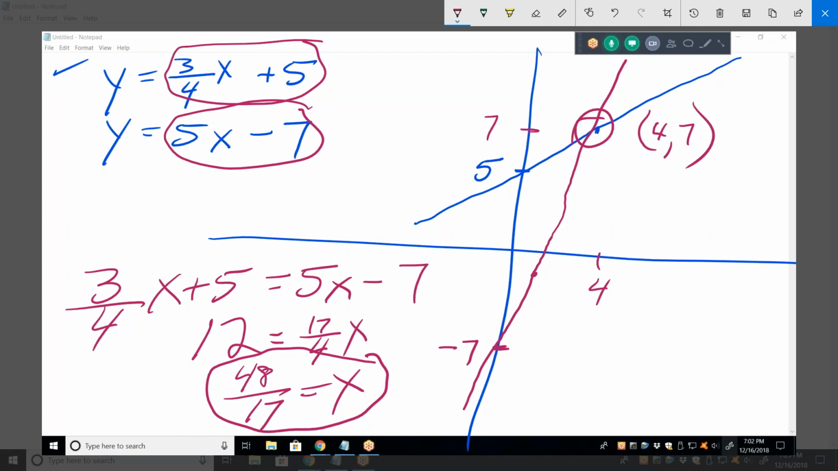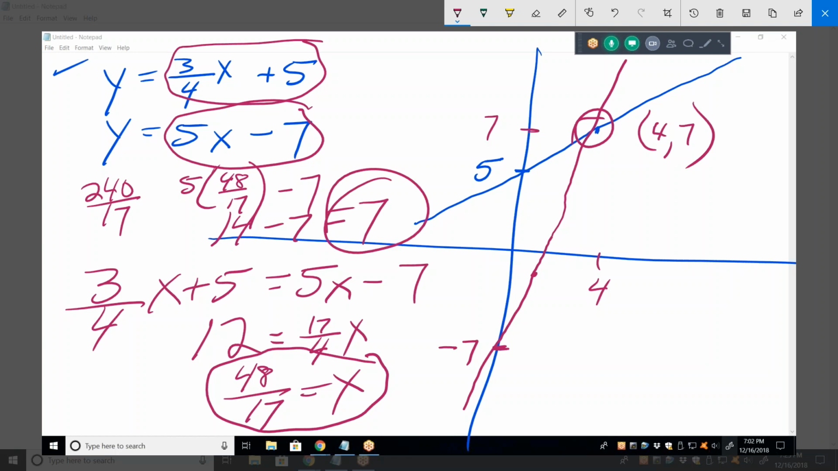And, okay, how close was I to the y? Let's see, y is equal to 5 times 48 over 17 minus 7. What is that? 240 over 17. That goes in there, 14 times approximately. 14 minus 7 is 7. My y estimate was pretty good. It's 7 and change. It's not exactly 7, because that's not exactly a whole number.